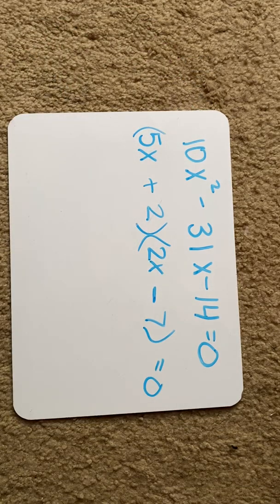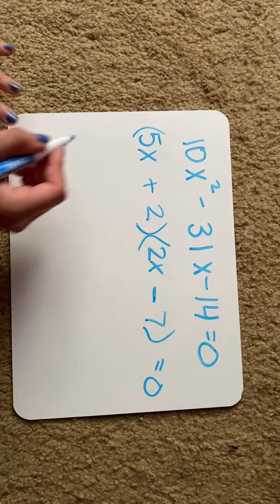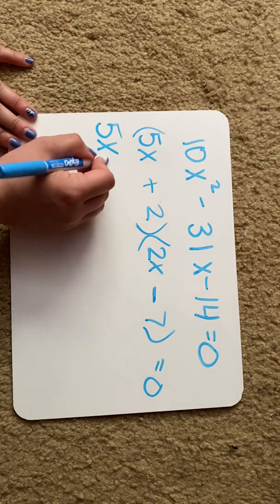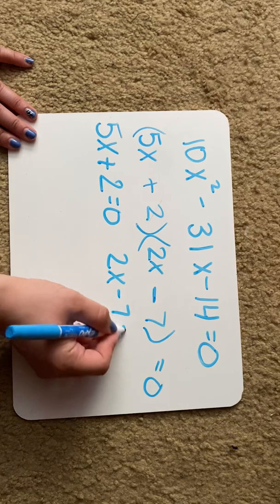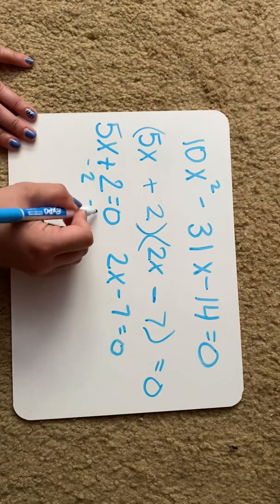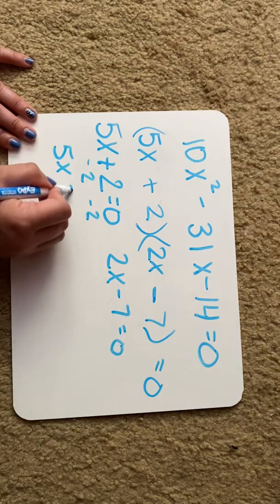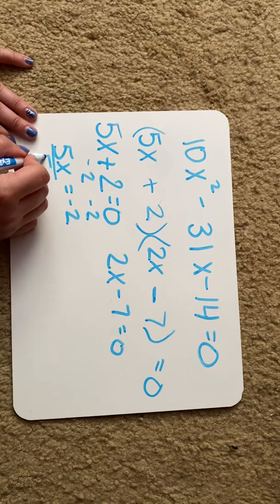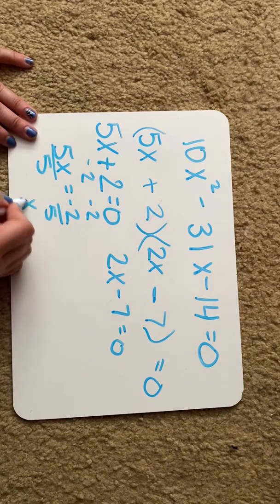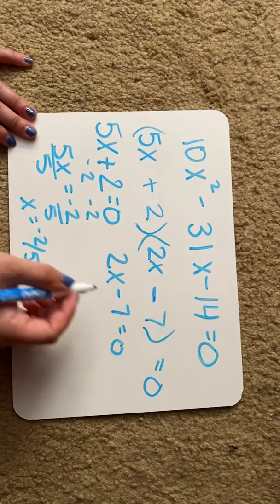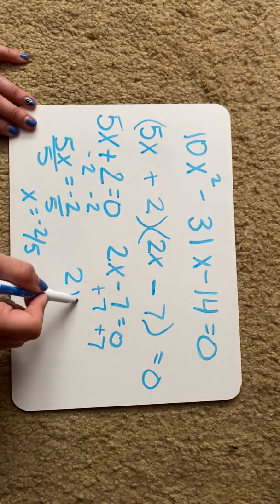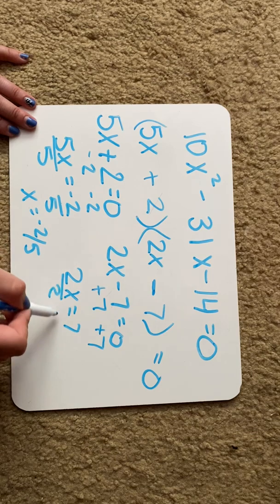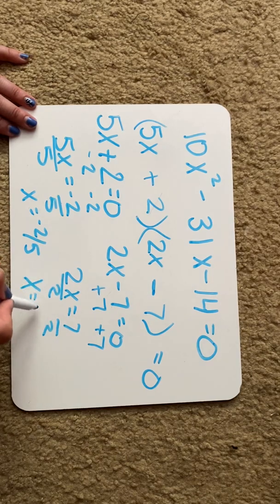So now we have this factored, we have to set each set of parentheses equal to 0. So 5x plus 2 equals 0. 2x minus 7 equals 0. So now you're just solving an equation, so 5x equals negative 2. Divide by 5 and x equals negative 2/5. Then over here we add 7. 2x equals 7, divide by 2. x equals 7/2.